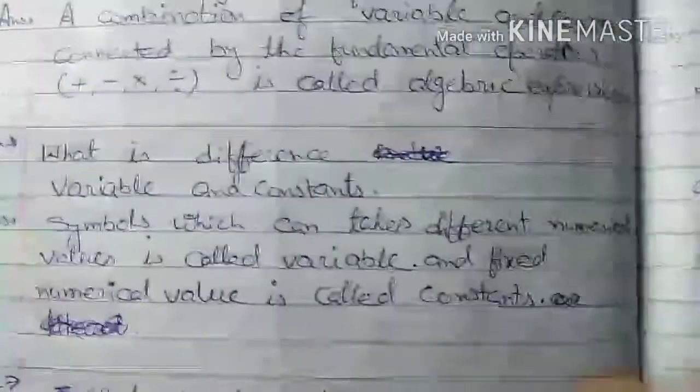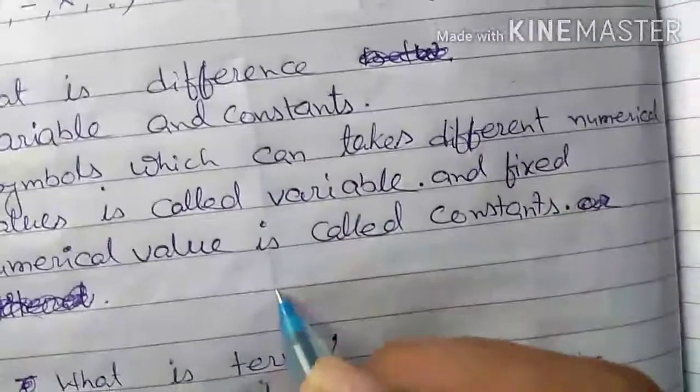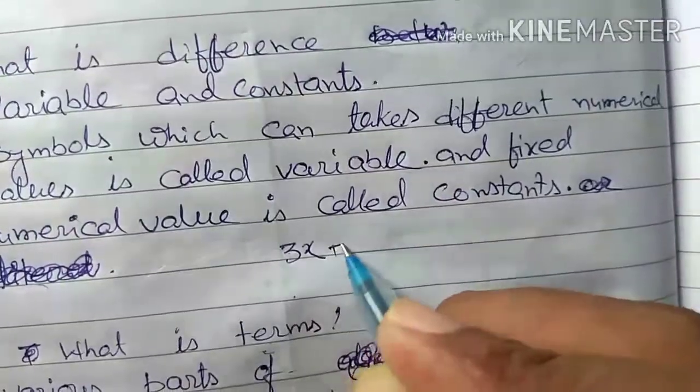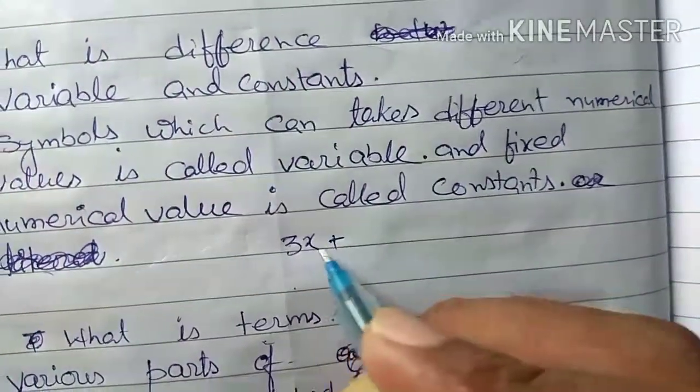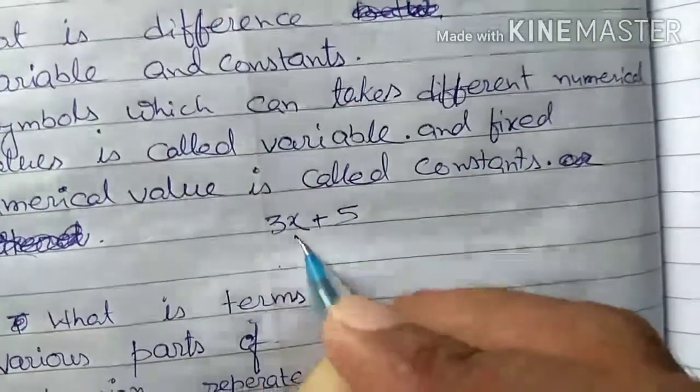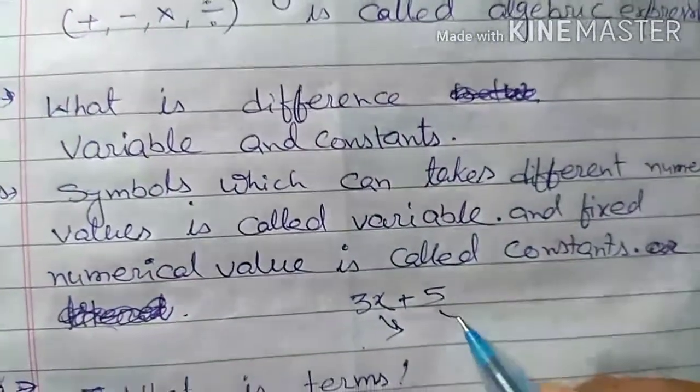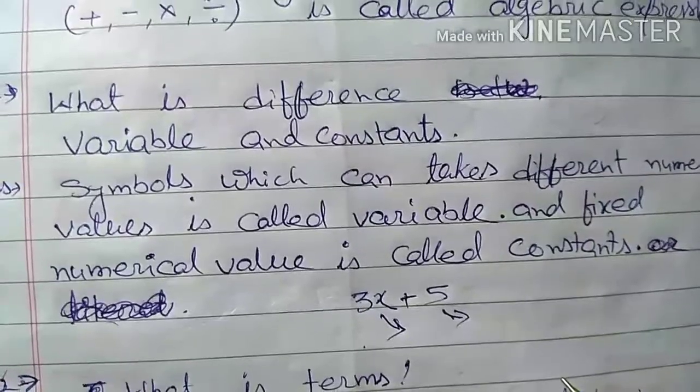and the fixed numeric value is called a constant. Suppose 3x plus 5 is written. So x is the variable and 5 is the constant.